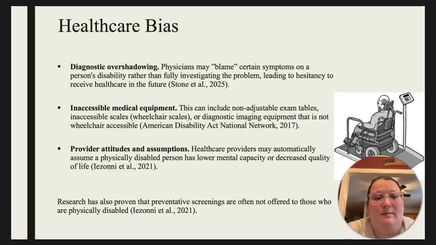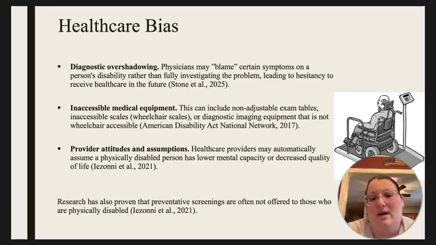Secondly is inaccessible medical equipment. This includes non-adjustable exam tables, inaccessible scales, or diagnostic imaging that is not wheelchair accessible. In this slide, there is an image of a person who is on a wheelchair scale. So if healthcare facilities start implementing or have wheelchair scales, this will help limit this bias. And lastly, provider attitudes and assumptions.